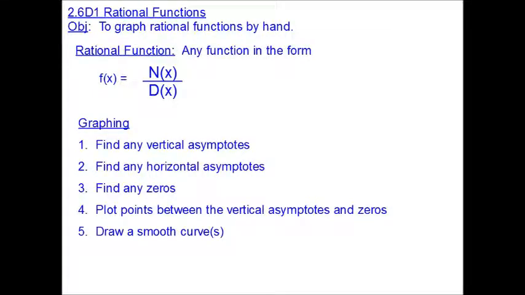We're looking at 2.6 day 1, rational functions. We're going to be graphing these rational functions by hand. If you think of the word rational, the first 5 letters are ratio, and ratio is just a fancy way to say fraction. So basically any function in the form f of x equals n of x over d of x, although we are going to make one other stipulation, that n of x and d of x are both polynomials.